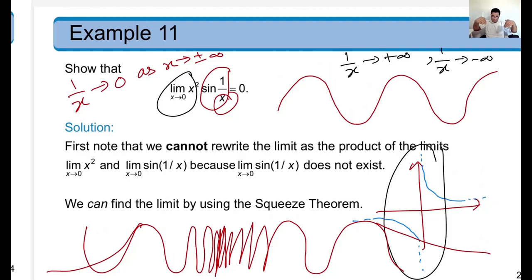But close to zero, maybe on some interval, it will behave like a normal sine function. And as you get close to zero, it will start rapidly fluctuating. Staying between 1 and minus 1 all the time, but fluctuating. Okay. And exactly at 0, it is not defined. 0 is not going to be in the domain of that function anyways. Okay. Because it's 1 over x.